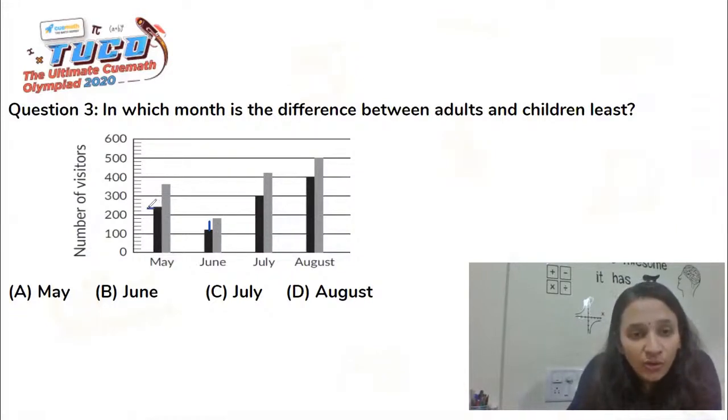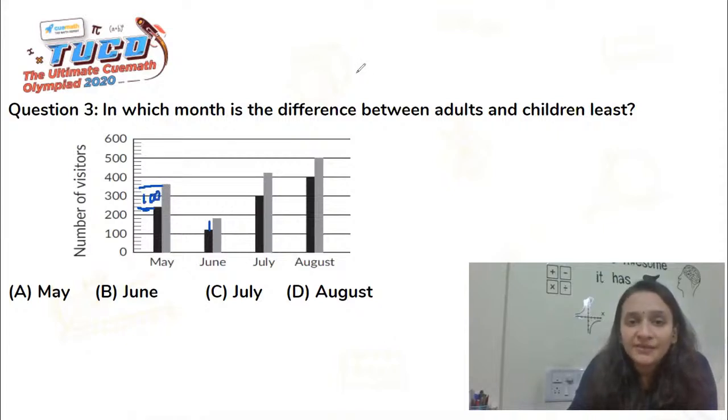So if I draw a line like this, it touches the second bar here. So basically it comes to 220. This is 220 and this goes to 320. Oh no, it goes to 340, and this also went to 240. So 240 and 340. So the difference is 100.